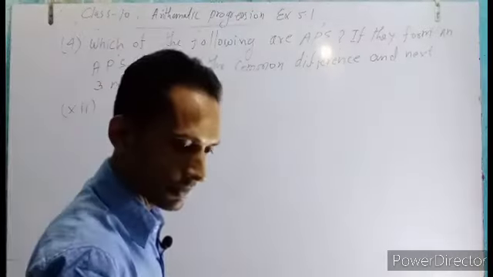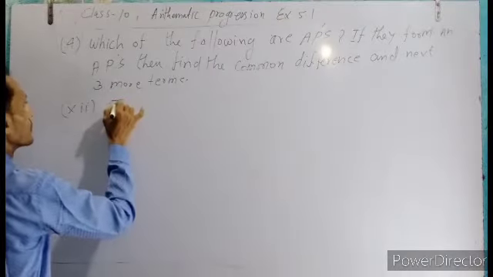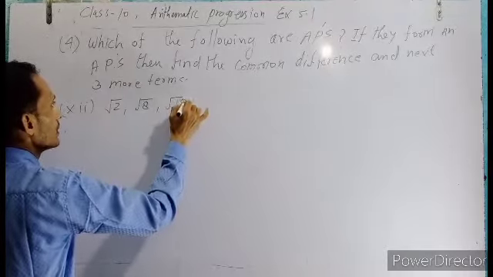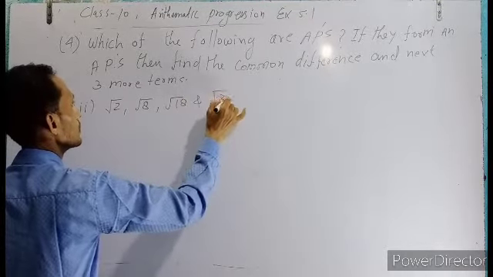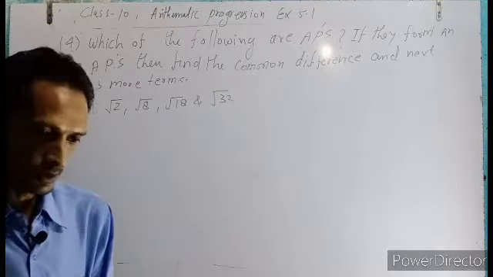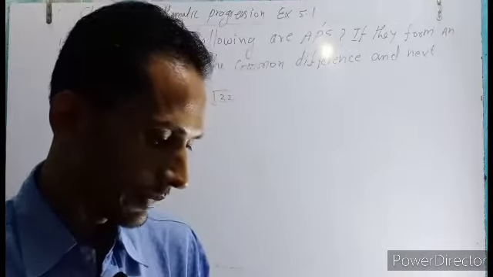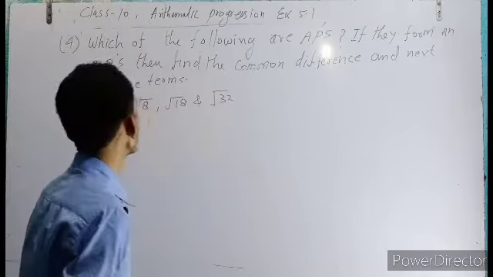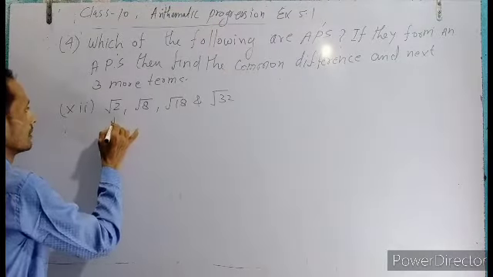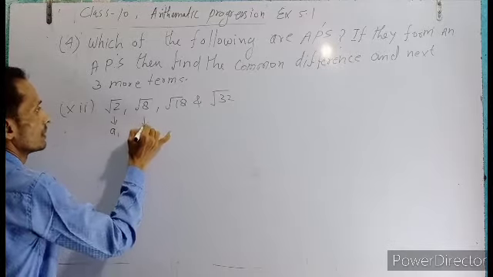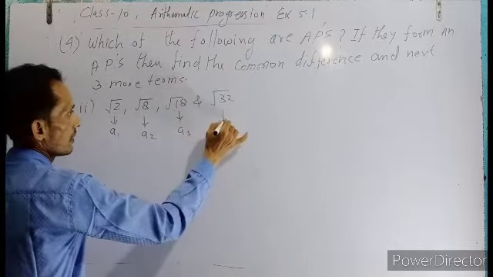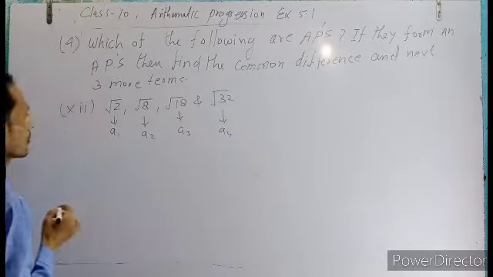First, the twelfth part is root 2, root 8, root 18 and root 32. Okay, this one: 2, 8, 18, 32. So how can we say these are A1, A2, A3 and A4? So you have to check. How can we check?